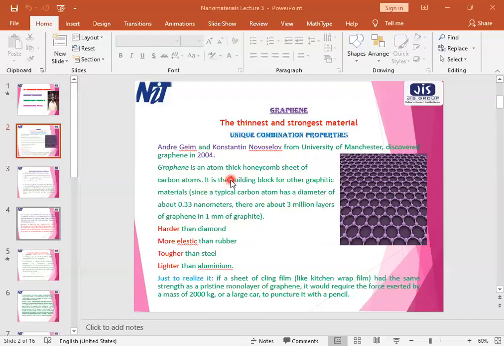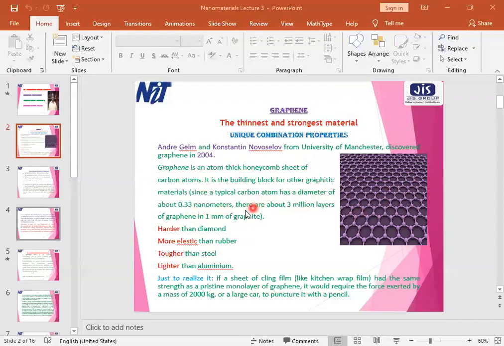So graphene is an atom-thick honeycomb sheet of carbon atoms, and it is the building block of other graphitic materials. That means those materials which are made of graphite, it is the building block of that. What we come to know from that is that it is a very small part of graphite. That means if you go to the lower level, or if you reduce the dimension of graphite, then you'll find the graphene sheet. A typical carbon atom has a diameter of about 0.33 nanometer.